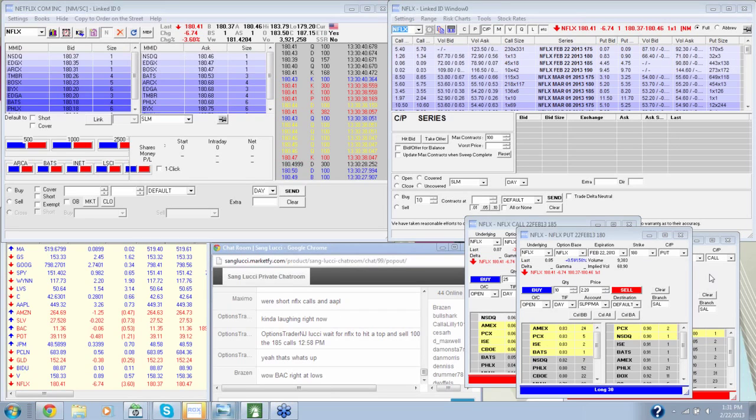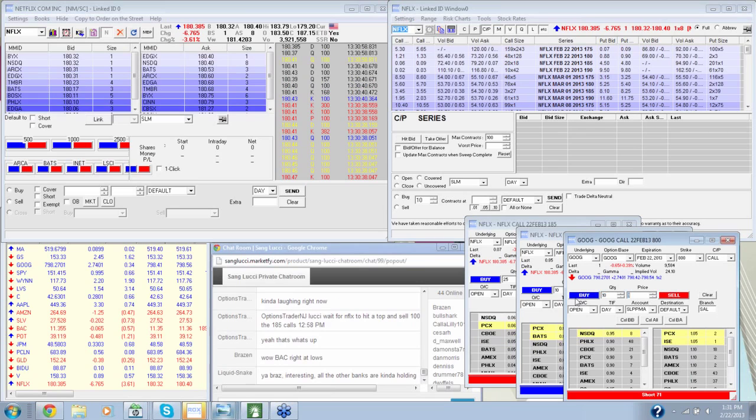Wow, Bank of America hit lows, huh? Holy shit. Maybe I should sell more of this. Hang on, guys. I'm going to sell more of this.